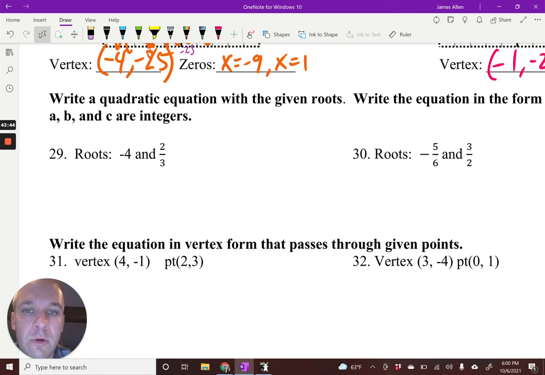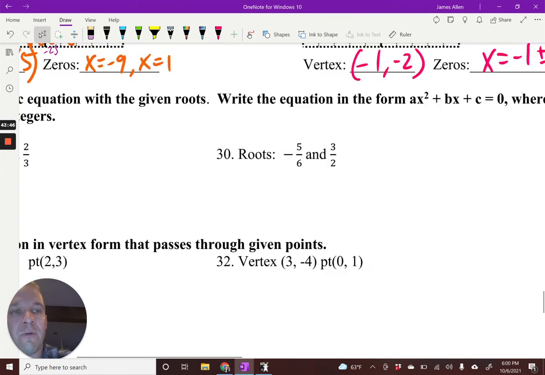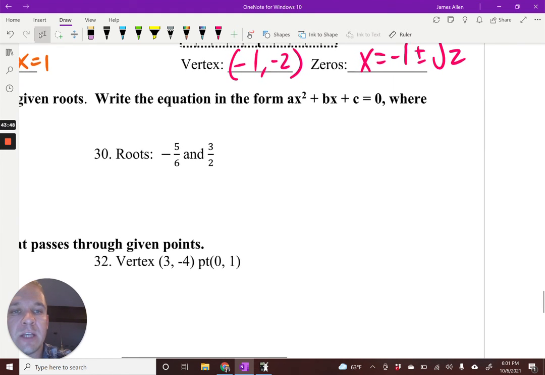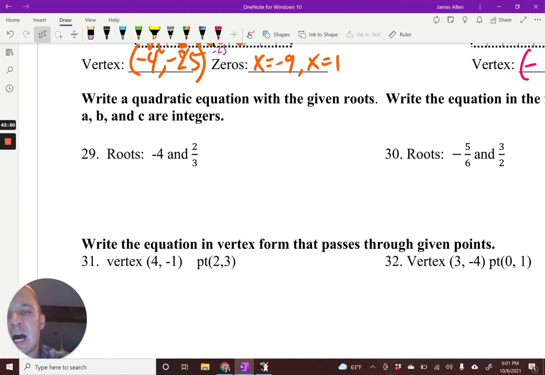I want to write a quadratic equation with the given roots. Write it in the form ax squared plus bx plus c equals 0, where a, b, and c are integers. So I'm going to start with my factors here. Now, this can be a little confusing. I think for the negative 4, it ain't too bad. I have x plus 4. The other one's a little weird, so check this out.